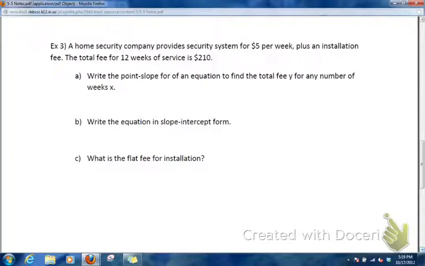First of all, it almost sounds like it's going to be a y equals mx plus b problem, because if the security system is $5 per week, that's going to be your m, right? Every week you're going to have to pay an additional $5. So that's your change or your slope. So what we need then is we need to know what b is, and we'd be able to write this equation in y equals mx plus b.